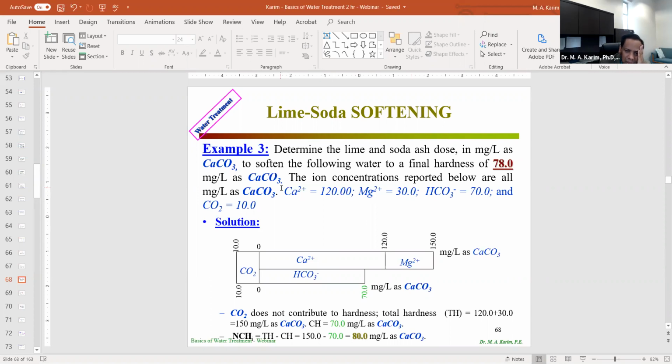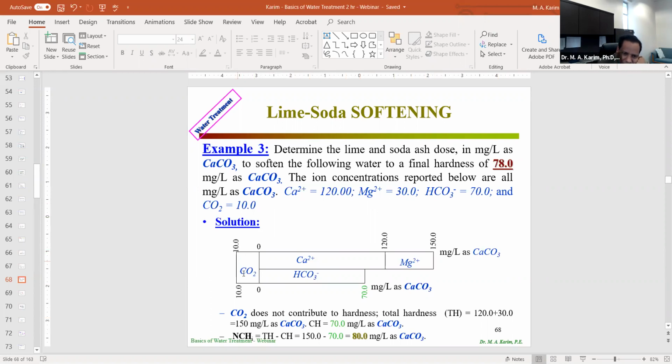So it's showing here calcium 120, magnesium 30, bicarbonate 70, carbon dioxide 10. All of those are milligram per liter as calcium carbonate. Means we don't need to do the conversion, right? The conversion is already given to us. So now we can try to do that. This is the flow chart that I usually use to solve this kind of problem.